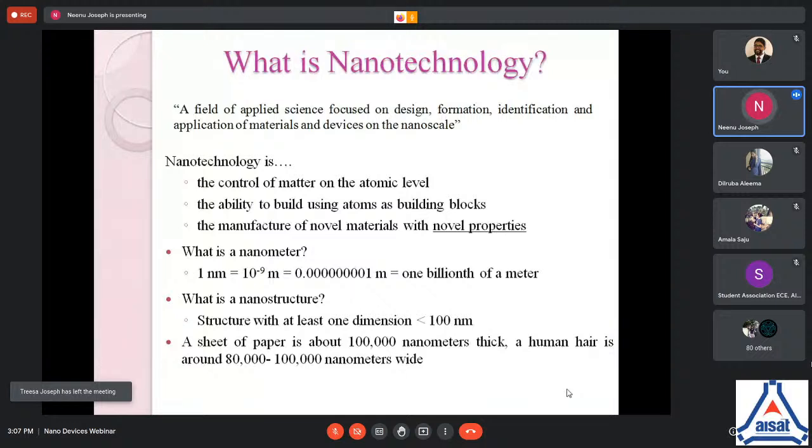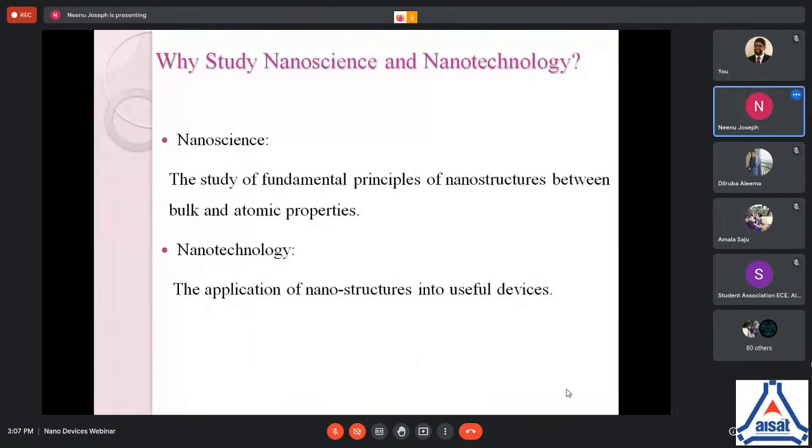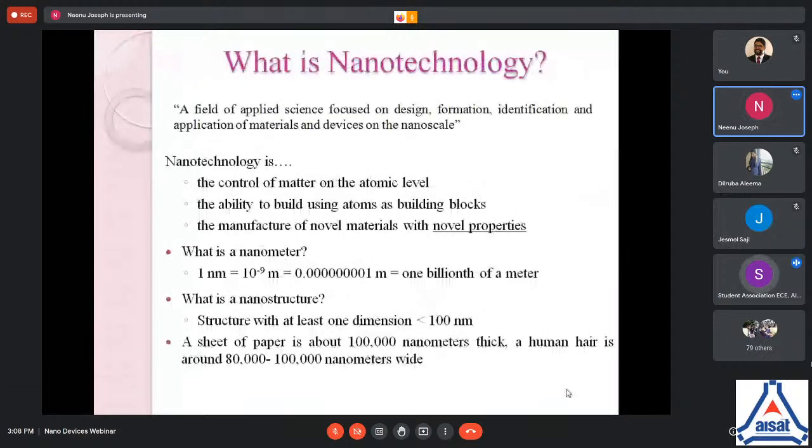We can see nanostructures in flowers, plants, and animals in nature. Scientists can create nanostructures by rearranging atoms of an object. They can make nanomaterials with new properties. Example, nano silver, which is used in food nanotechnology. Nanotechnology is the control of matter on the atomic level, the ability to build using atoms as building blocks, the manufacture of novel materials with novel properties.